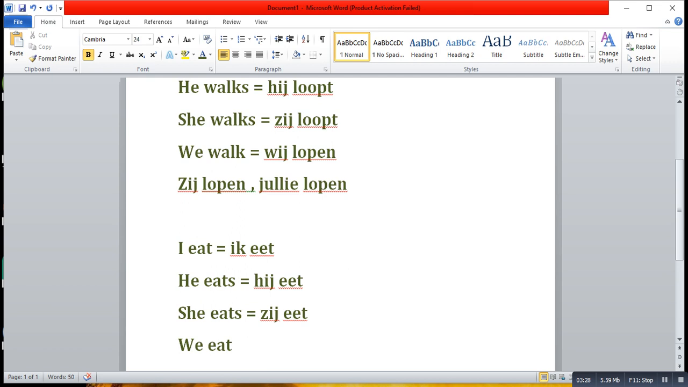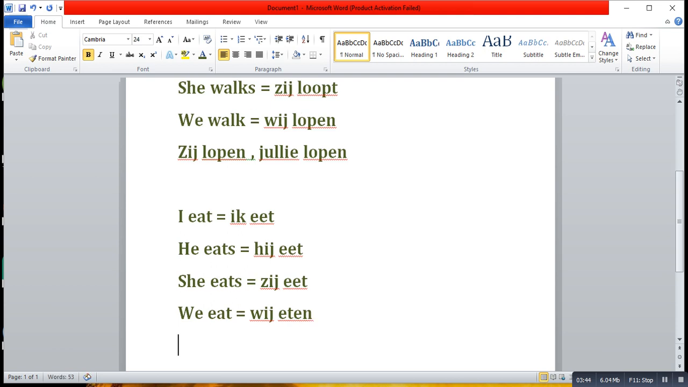We eat is wij eten. So once again, you take one E off and you put EN in front of it. So we eat is wij eten. That's again the same, all plural forms is zij eten and jullie eten. So they and you in plural form.